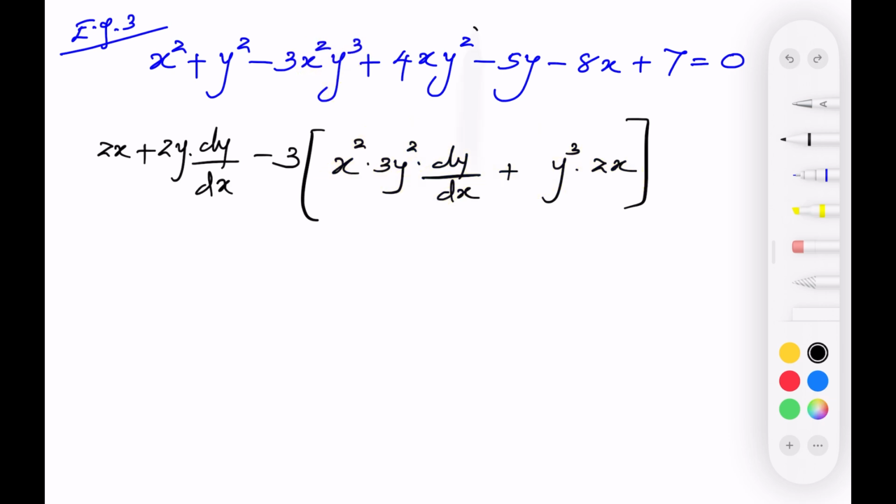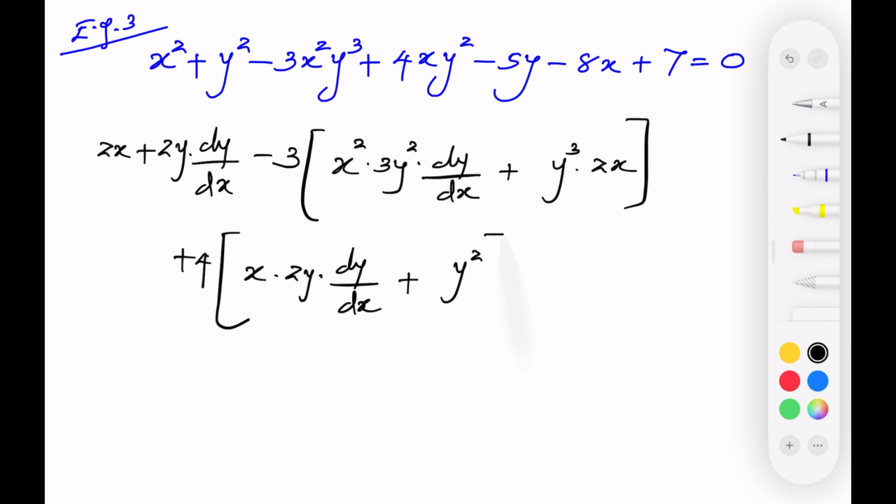After that, I need to differentiate 4xy squared. Since 4 is a constant, let me factor that out, plus 4. I will open brackets and I will differentiate x times y squared using the product rule. It will be x times the derivative of y squared, which will be 2y times dy by dx, that plus y squared times the derivative of x, which is just equal to 1, close brackets.